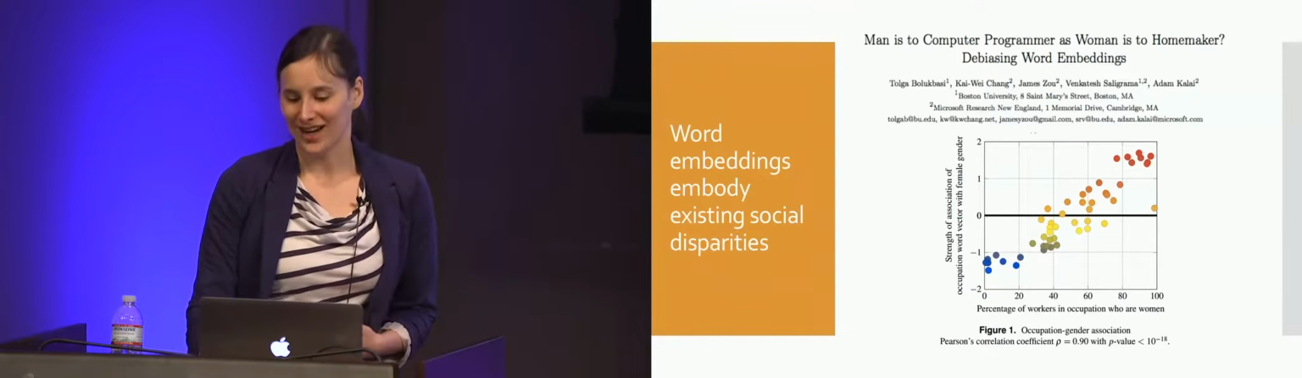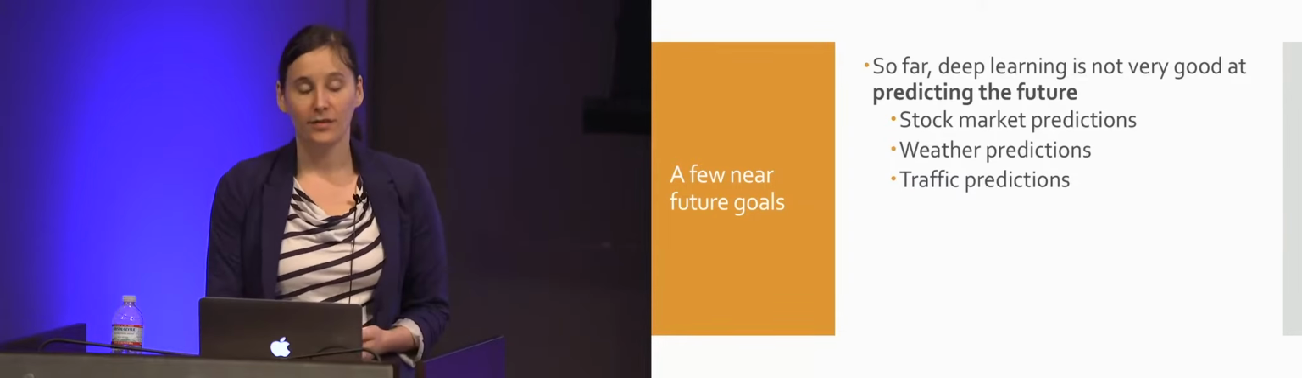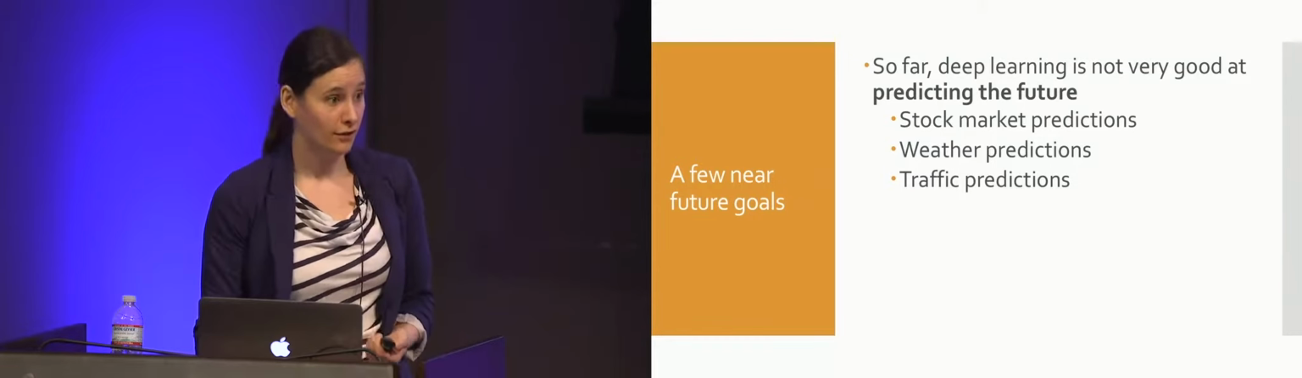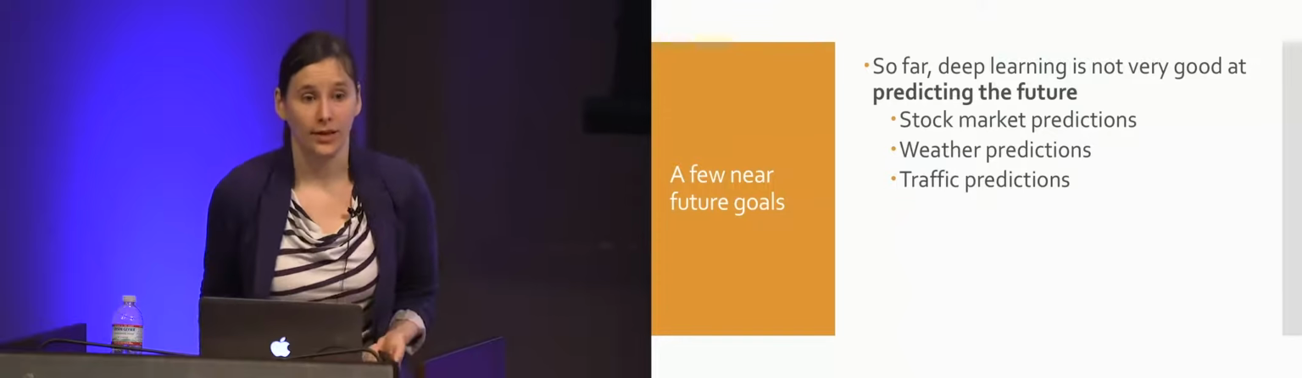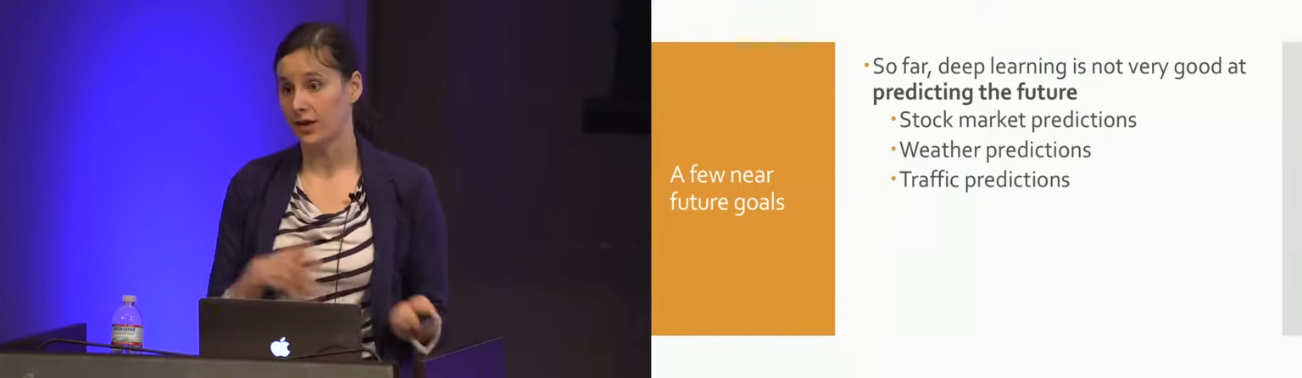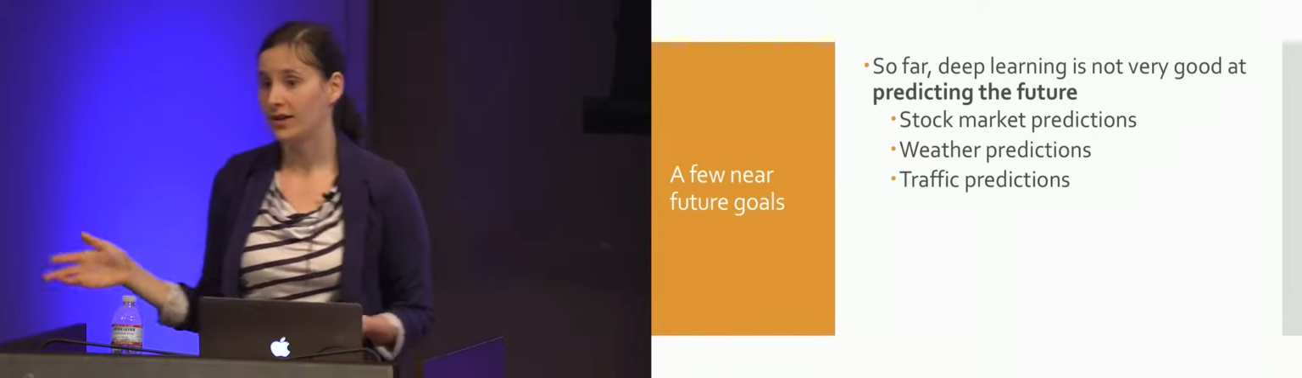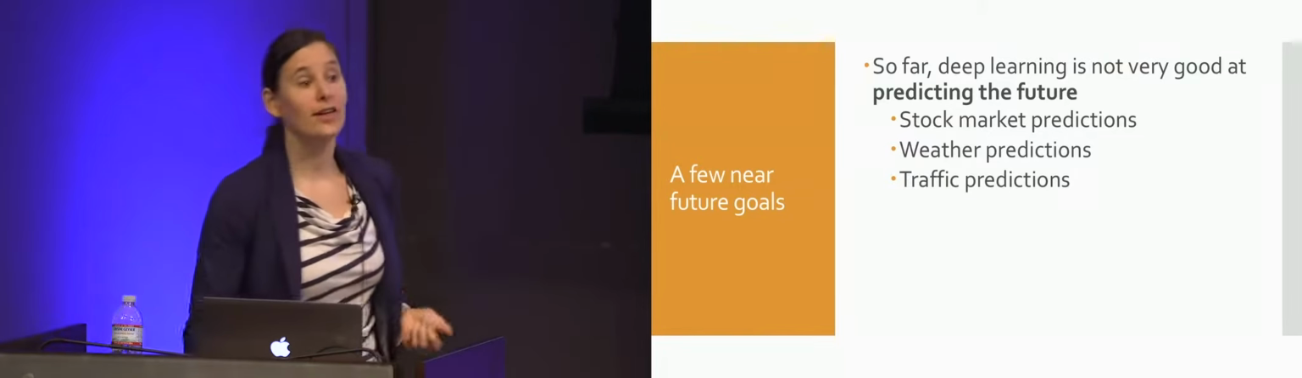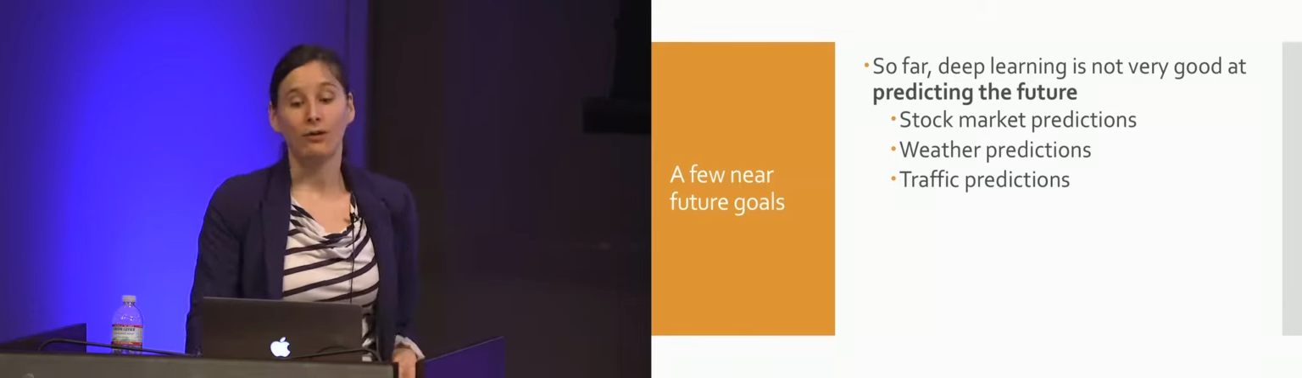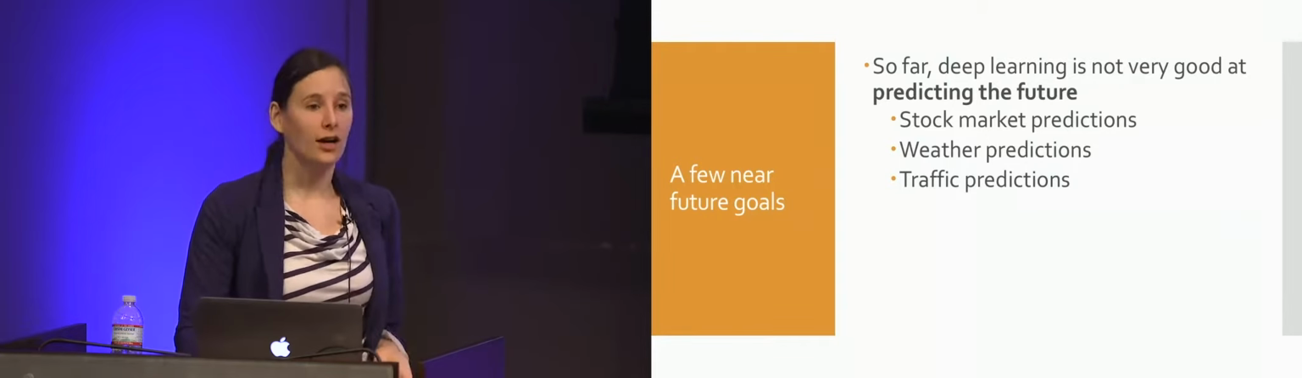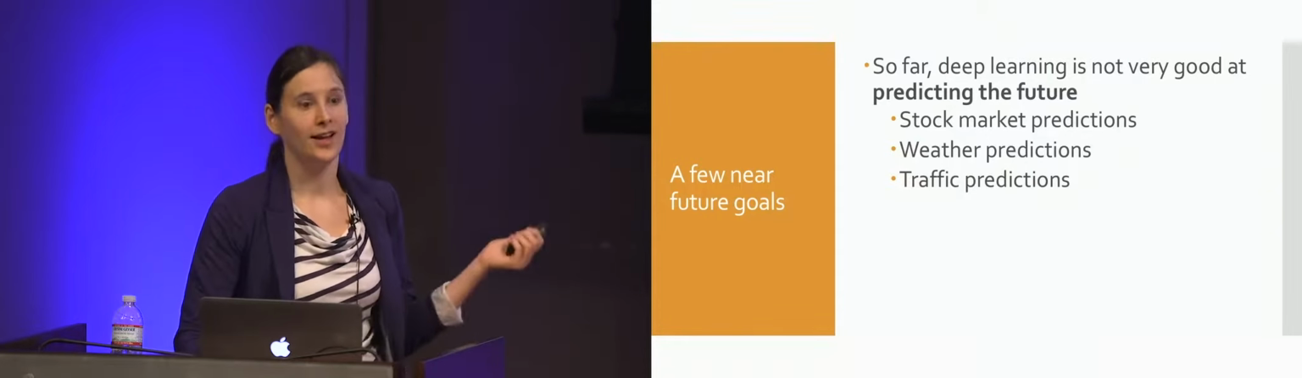I see I'm over time, so I'm just going to very briefly talk about what's likely to happen in the near future. So far, deep learning is not very good at predicting the future, right? Neither are humans. What we've seen so far is deep learning is good at doing what humans are good at. That's great. If we can have an app that's like a mini human, that's wonderful. If it could be even better than a human, that would be even better. So people want to do things like stock market predictions, weather predictions, traffic predictions.